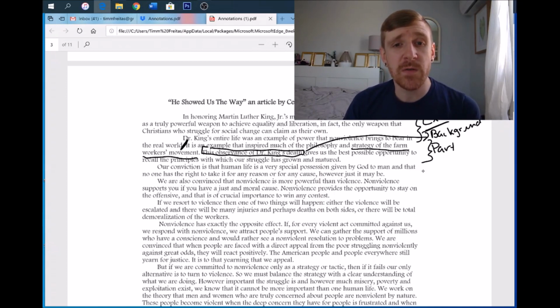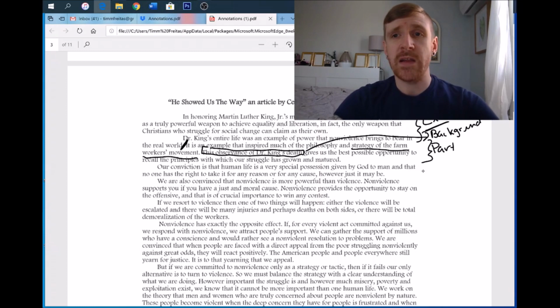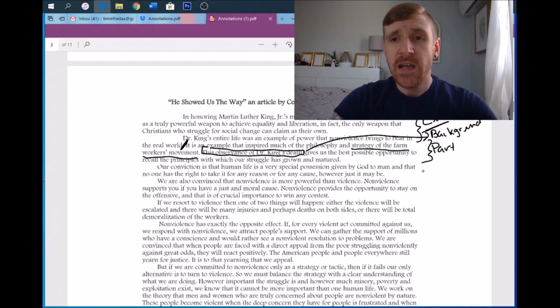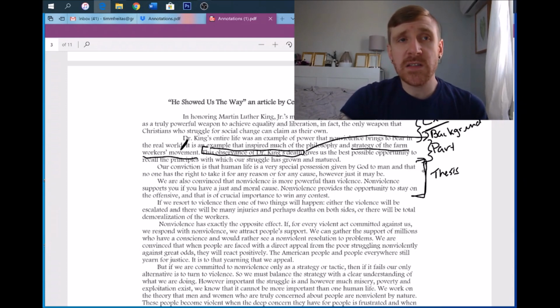Nonviolence supports you if you have a just and moral cause. Nonviolence provides the opportunity to stay on the offensive, and that's of crucial importance to win any contest. And so sure enough here, with my students, I am going to just bracket this off right here, and I'm going to just label this, although it is considered part of the partition, this is really the thesis of the piece. Okay?